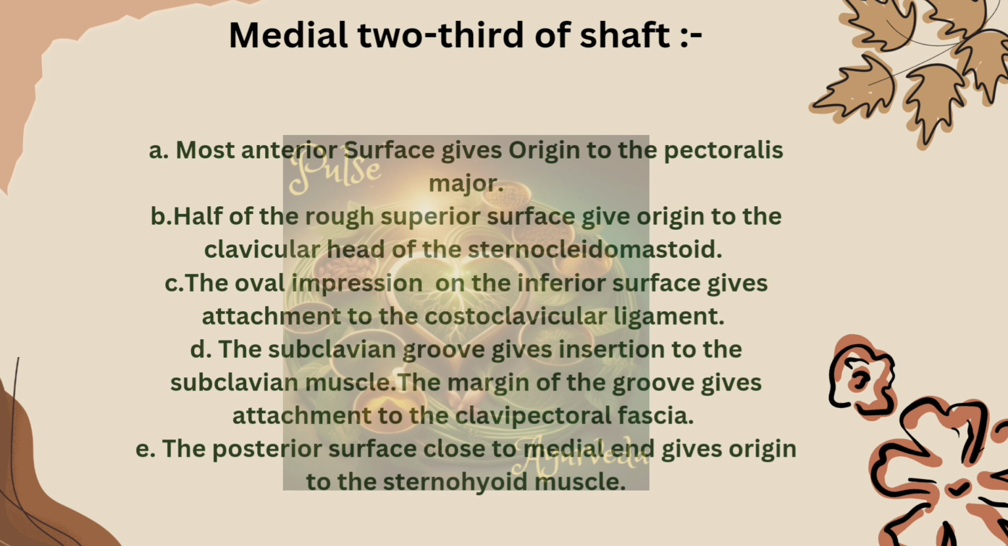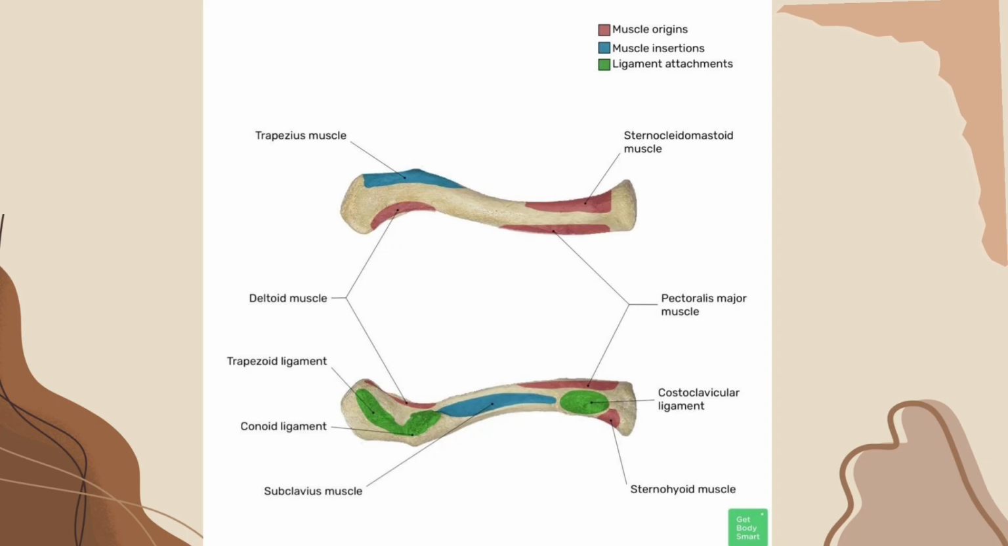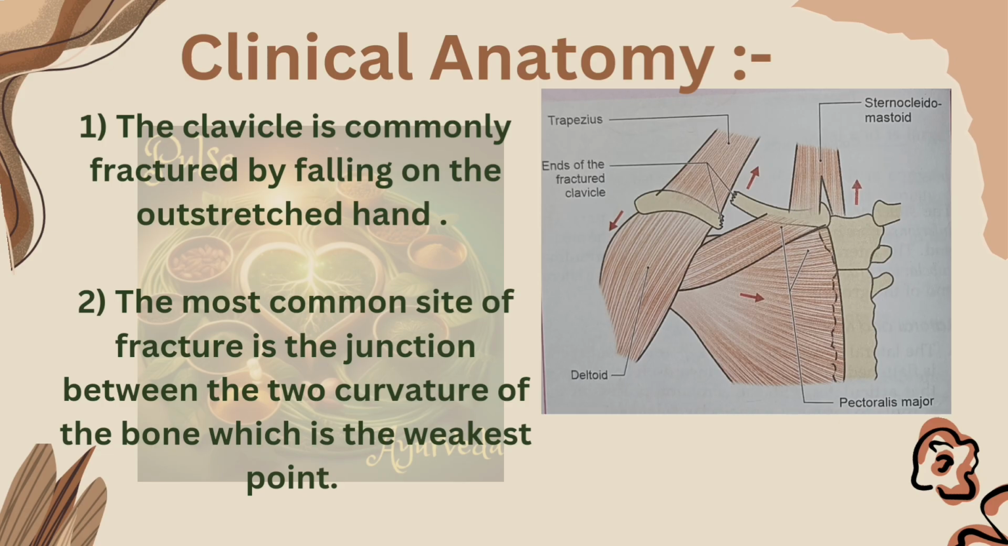Then the muscle attachments of the medial 2/3 of the shaft. First, the anterior surface gives origin to the pectoralis major. Half of the rough surface gives origin to the clavicular head of the sternocleidomastoid. The oval impression on the inferior surface gives attachment to the costoclavicular ligament. The subclavian groove gives insertion to the subclavius muscle. The margin of the groove gives attachment to the clavipectoral fascia. Then the posterior surface close to the medial end gives origin to the sternohyoid muscle. In this image we can see that red color has been marked for origin and blue color for insertion.